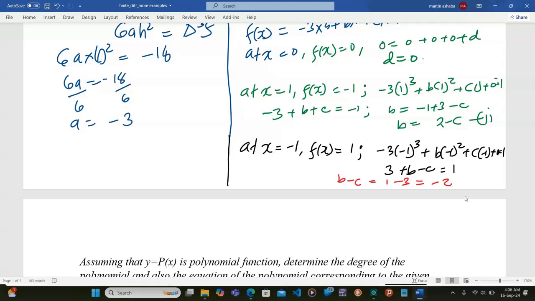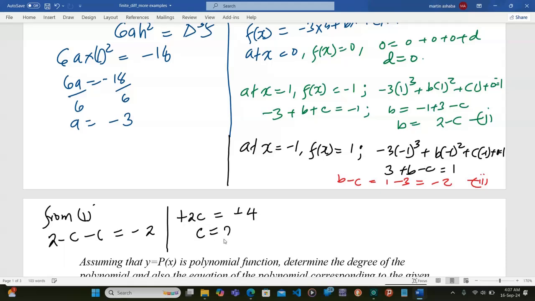This is equation 2. So from equation 1, if we substitute in our b here, this b is already 2 minus c, then minus c. Obviously, this is equal to negative 2. So we see that negative 2c is equal to negative 4. So our c is equal to 2.